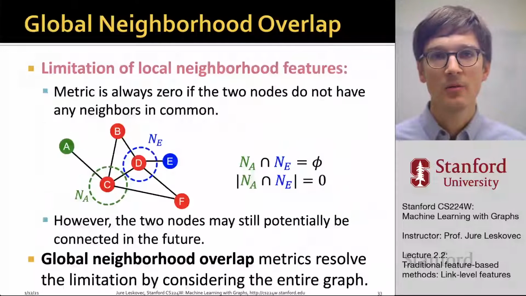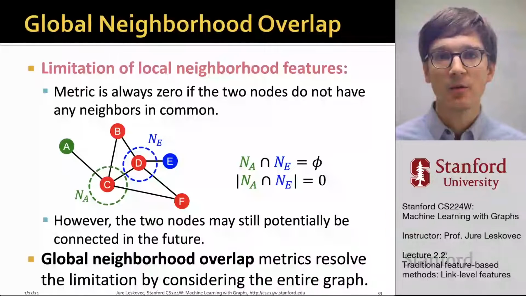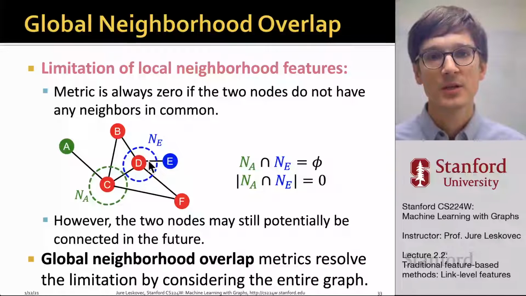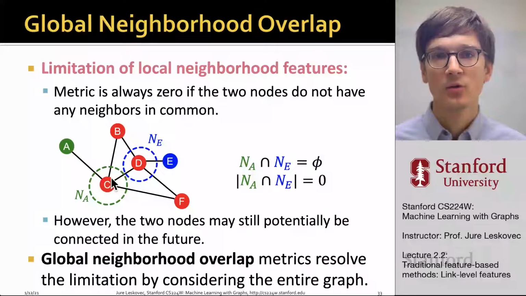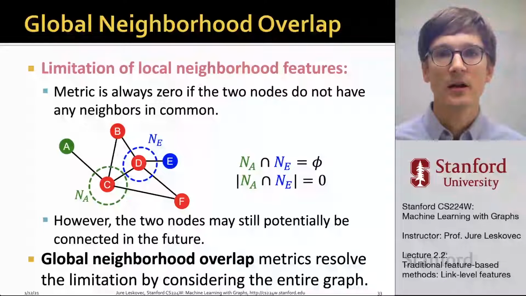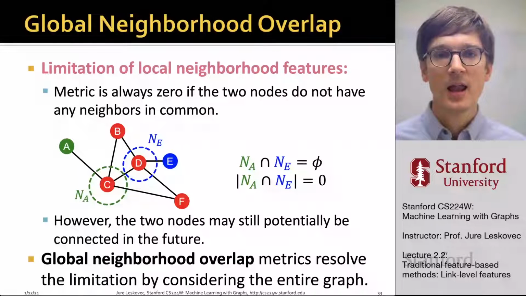Of course, the limitation of local network neighborhood overlap is that this metric always returns 0 if two nodes do not have any neighbors in common. For example, if we want the neighborhood overlap between nodes A and E, because they have no neighbors in common and are more than 2 hops away from each other, the value returned will always be 0. However, in reality, these two nodes may still potentially be connected in the future.